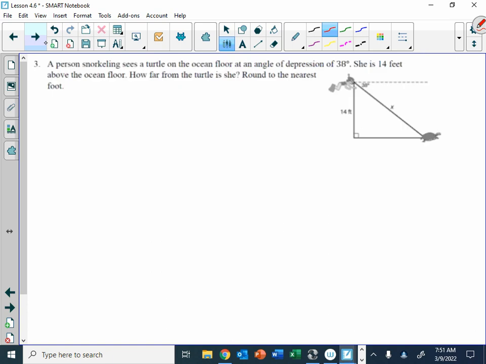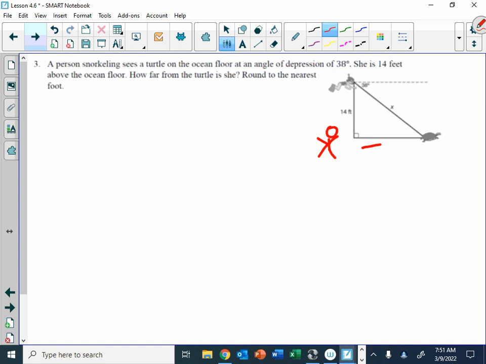Alright. Number 3. A person snorkeling sees a turtle on the ocean floor at an angle of depression of 38. So think about it. The person snorkeling's up here, they're looking down at the ocean floor, so that's an angle of depression. She is 14 feet above the ocean floor, so that's how high up she is from the ground. So that's a vertical. How far from the turtle is she? That's not going to be this distance, because if it were, she would be down here. Does that make sense?